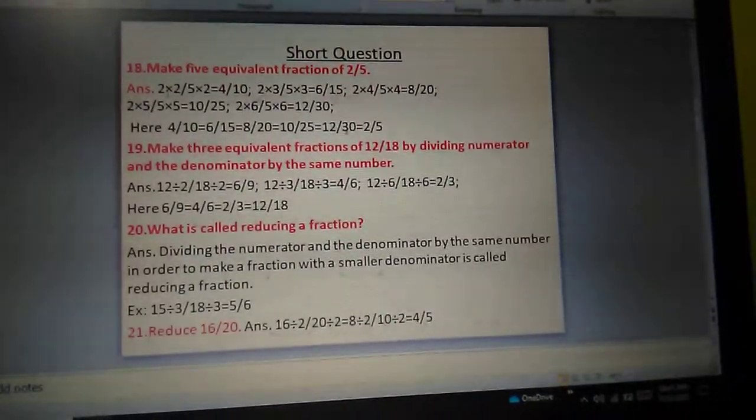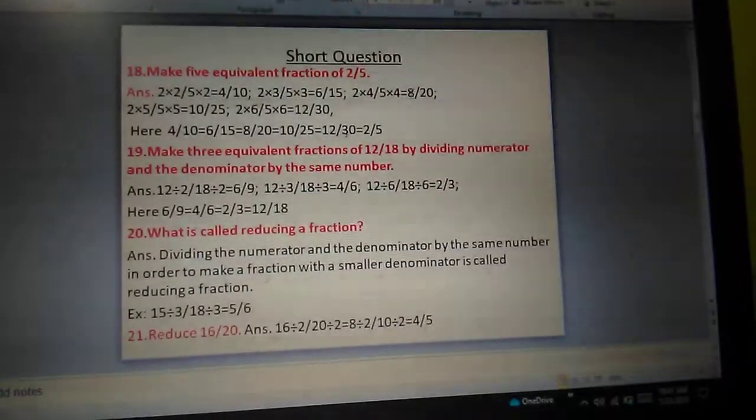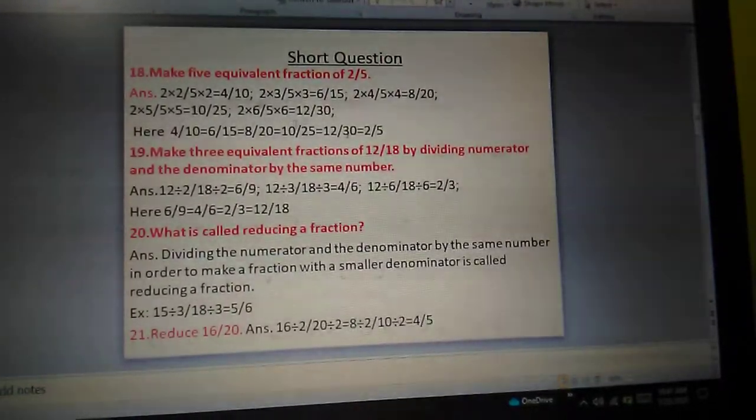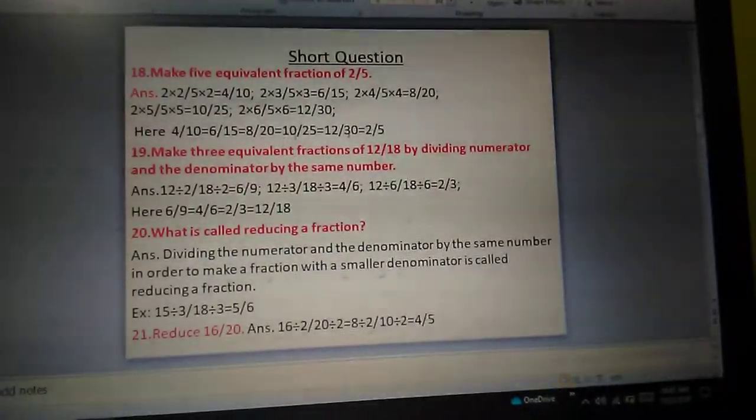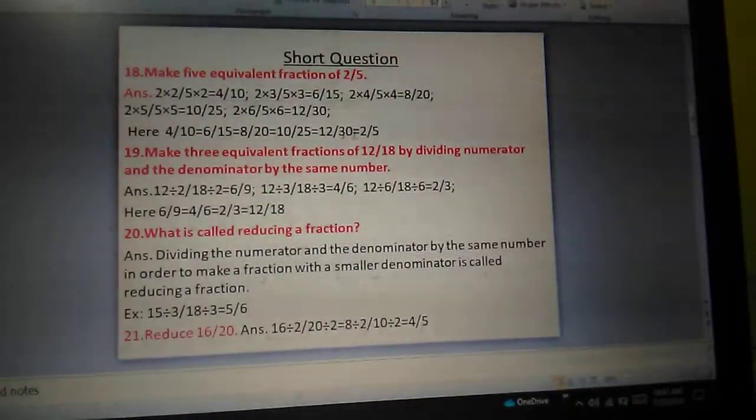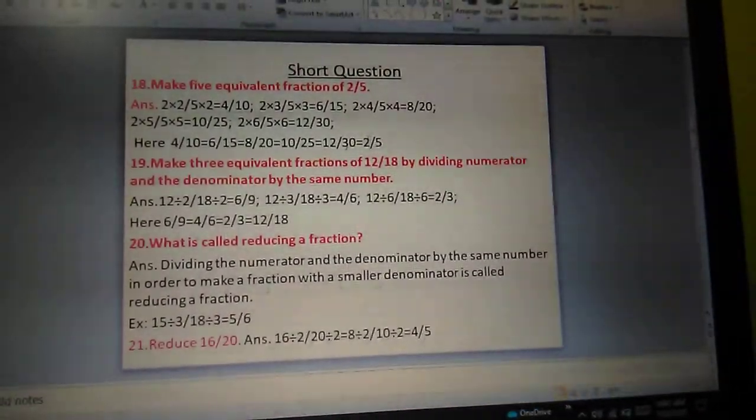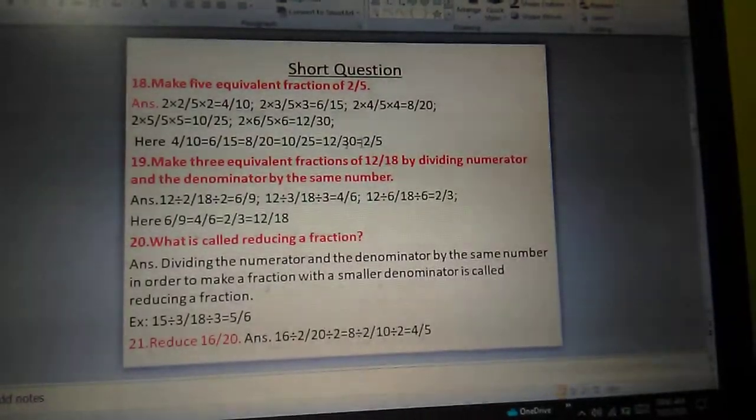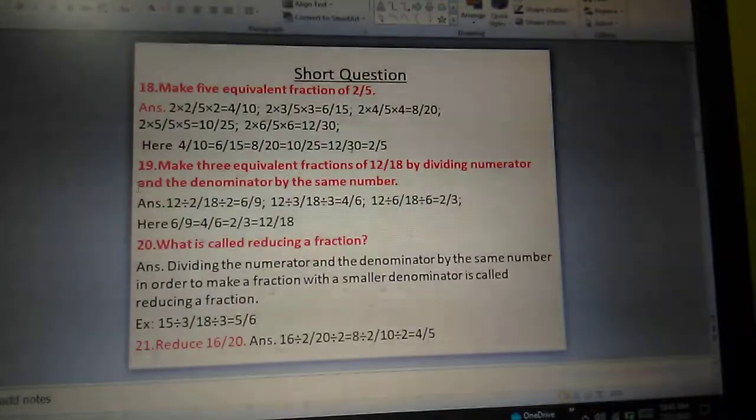Here we multiply 2 by 5 at first by 2, then by 3, then by 4, then by 5, then by 6. In that way we got the equivalent fractions: 4 by 10, 6 by 15, 8 by 20, 10 by 25, 12 by 30. All of them are equivalent to 2 by 5. If you reduce all of them, then it will be equal to 2 by 5. So in that way we will get the equivalent fraction.